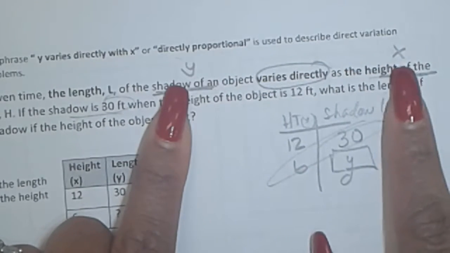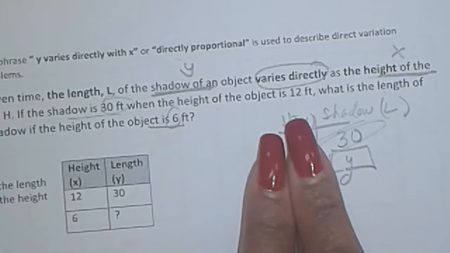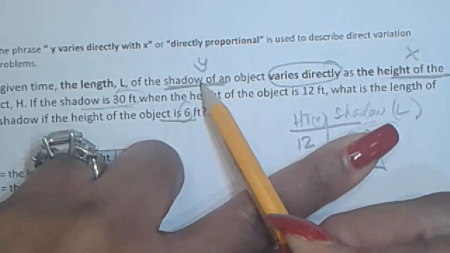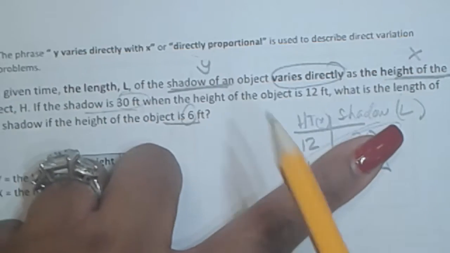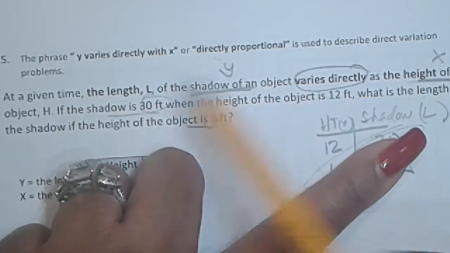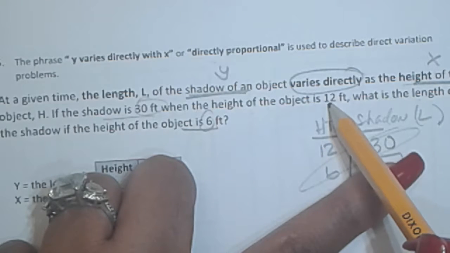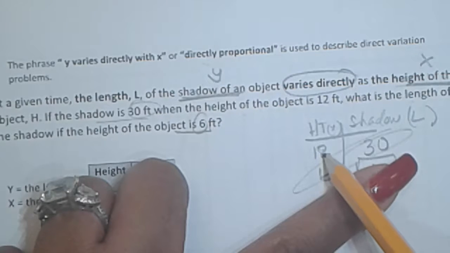is y. I know this is x. Set up your table. So put my height here and my shadow in the y spot. Shadow is y, height is x. And then plug in the information given. 30 represents the shadow. We know that because we read it. The object is 12 feet, and that is the corresponding x value.